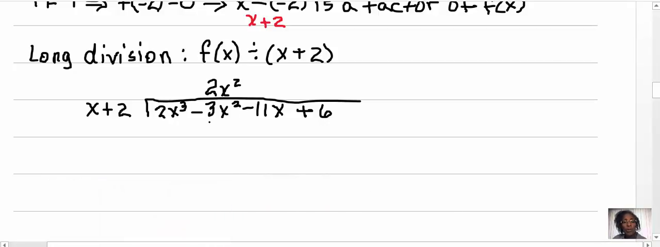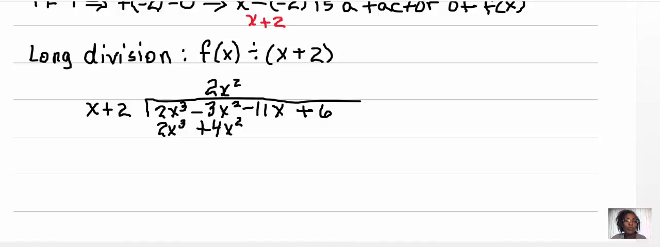And now I'm going to multiply. If you look at the long division algorithm that was written out in this document when we first started, it tells us to multiply this term in the quotient by the entire divisor. So 2x squared times x is 2x cubed. 2x squared times positive 2 is positive 4x squared. And I'm now going to subtract. And I'm going to put this in red.